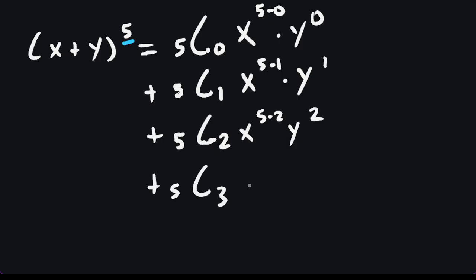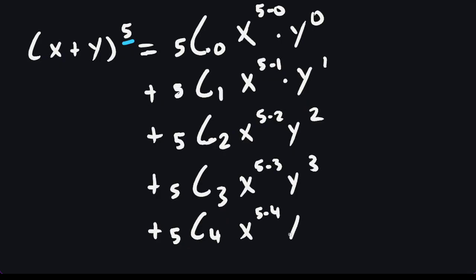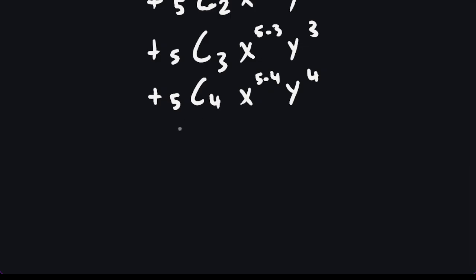And we'll iterate again. 5 choose 3, times x to the 5 minus 3, times y to the 3rd. And we'll go a couple more times. So 5 choose 4, x to the power of 5 minus 4, times y to the power of 4. And the last iteration is 5 choose 5 of x to the power of 5 minus 5 times y to the power of 5.